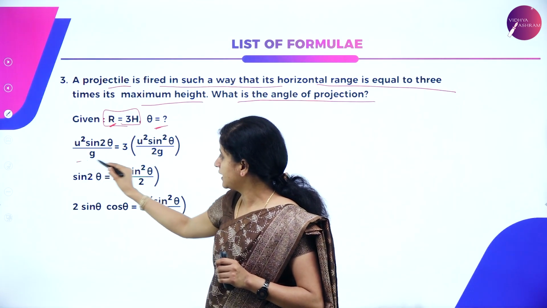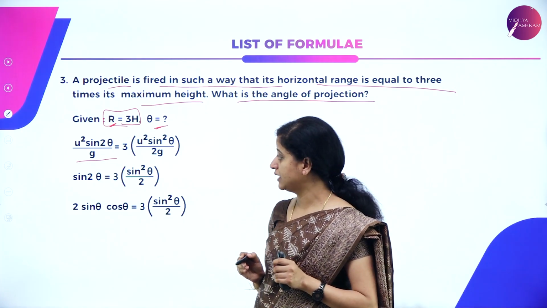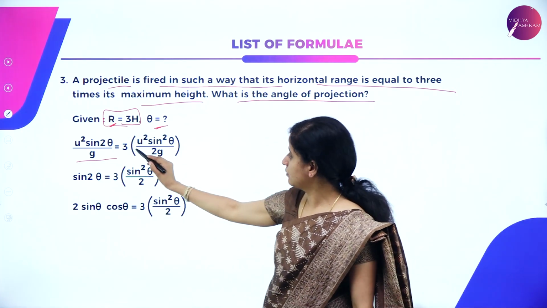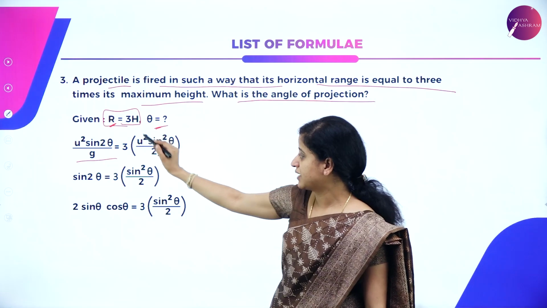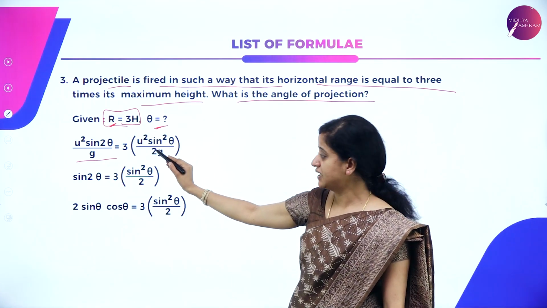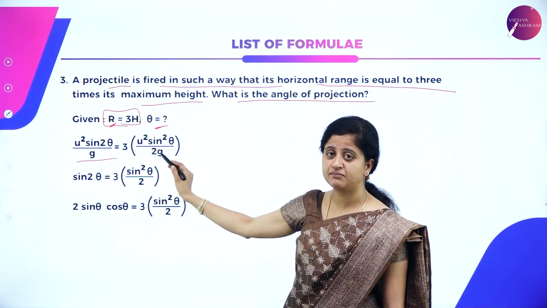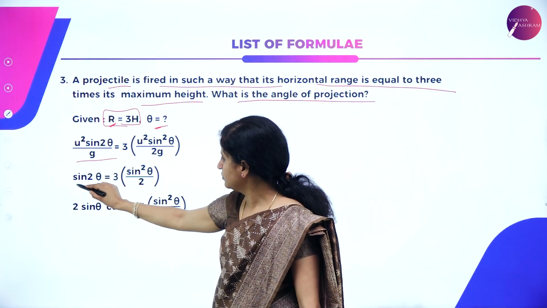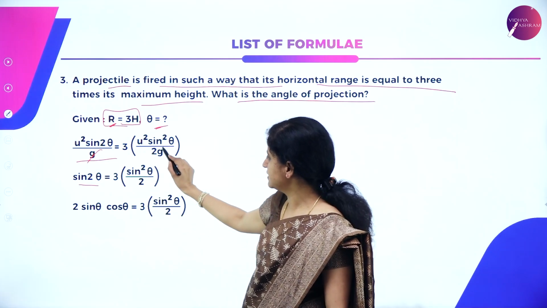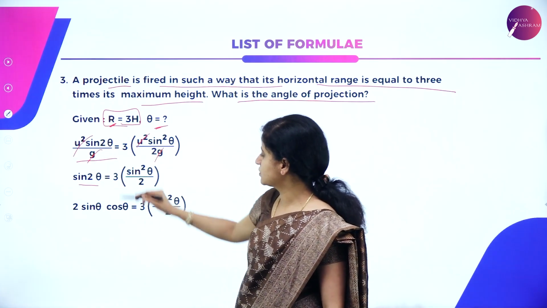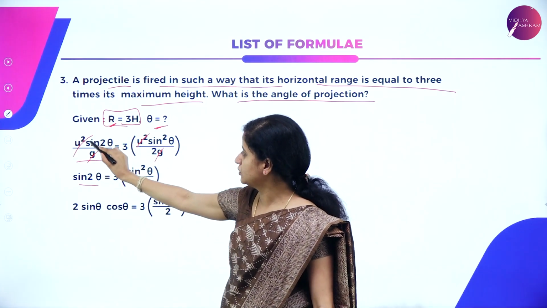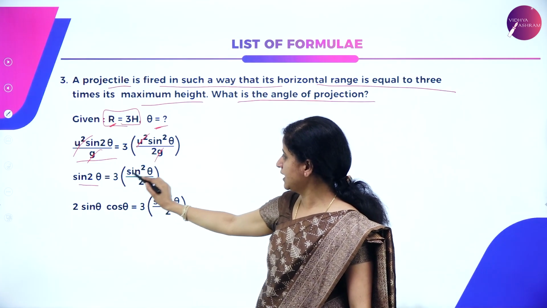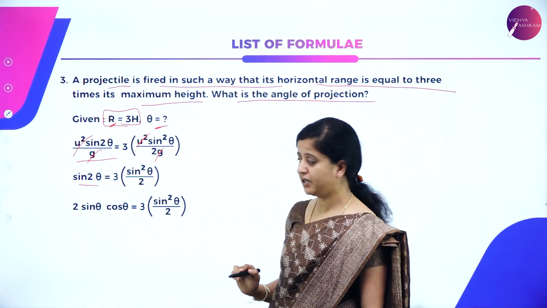So we know range is given by u square sin 2 theta divided by g, which is equal to 3 times the maximum height. The formula to find maximum height is u square sin square theta divided by 2g. Let us now simplify this. You can cancel g and g, and u square and u square here. So you remain with sin 2 theta, which is equal to 3 sin square theta divided by 2.